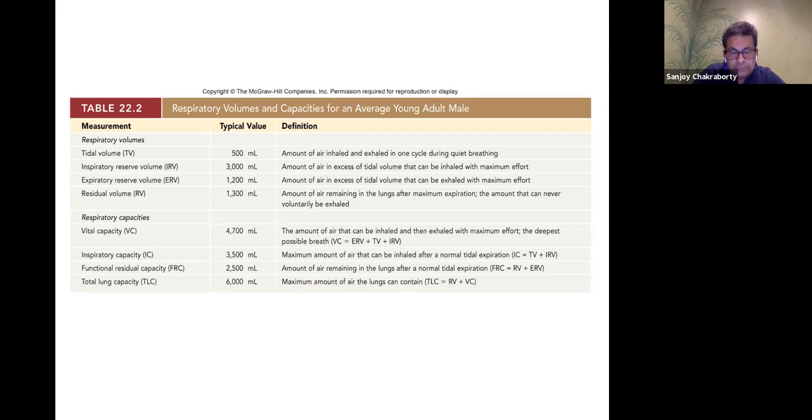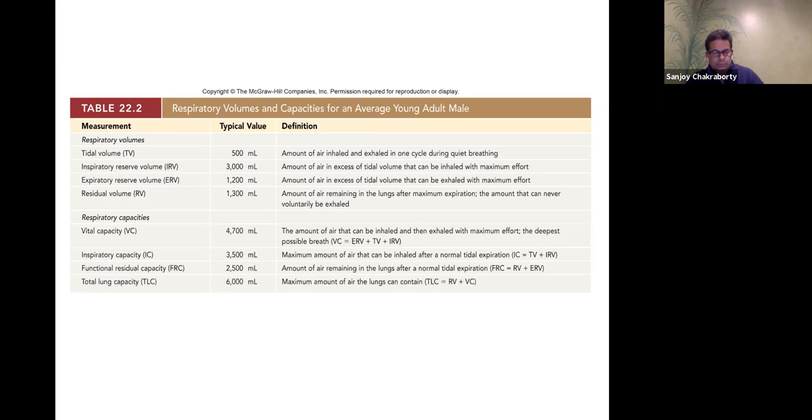Now, out of that 500 ml, 30%, which is 150 ml, stays in your conducting zone structures. To refresh your memory, remember your whole respiratory tract is from nose or mouth to pharynx, to larynx, to trachea, to bronchi, and then terminal bronchioles, respiratory bronchioles, alveolar duct, and alveoli.